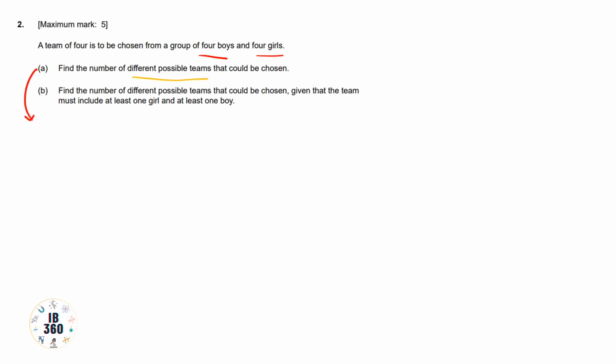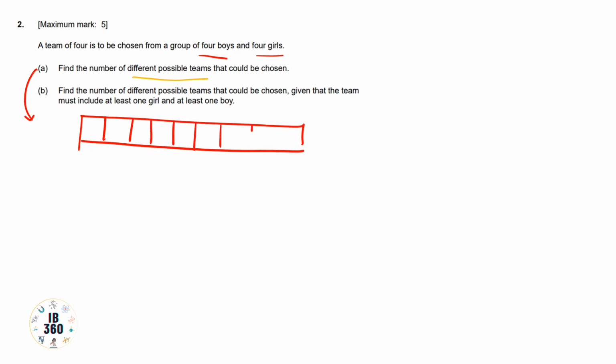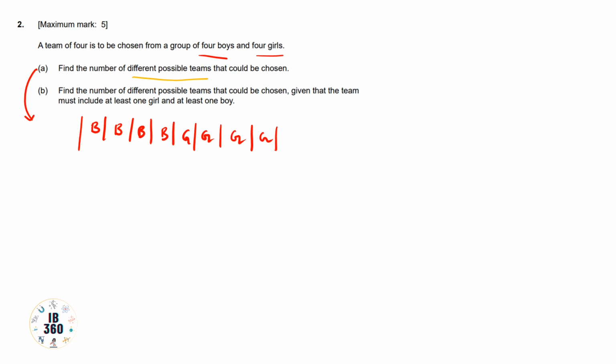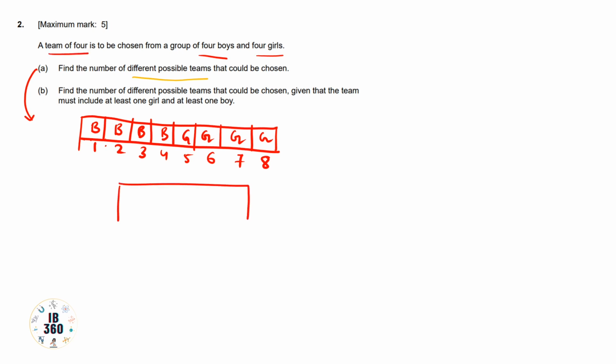Before proceeding to the combination part, here there are 8 people: 1, 2, 3, 4, 5, 6, 7 and 8. This is one boy, another boy, another boy, another boy, another girl, another girl, another girl, and another girl. So 8 people are there, and from these 8 people we need to choose a team of 4.